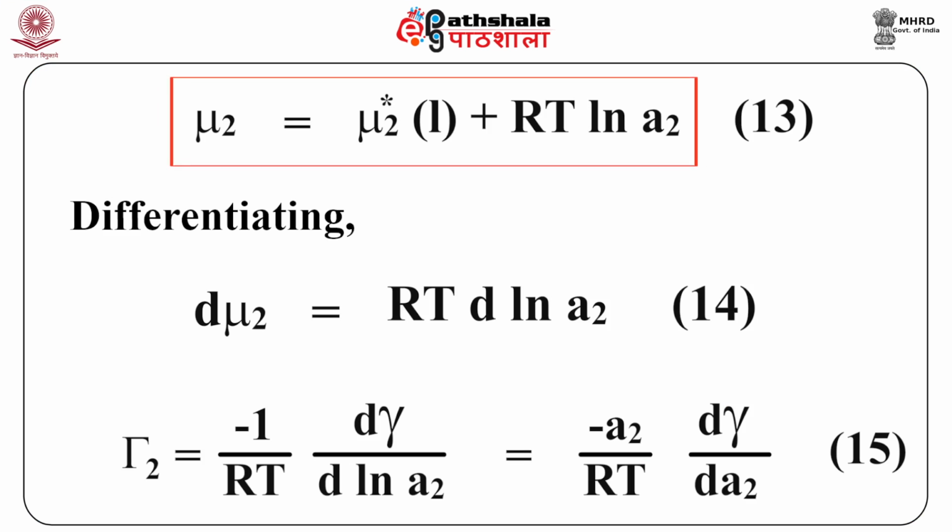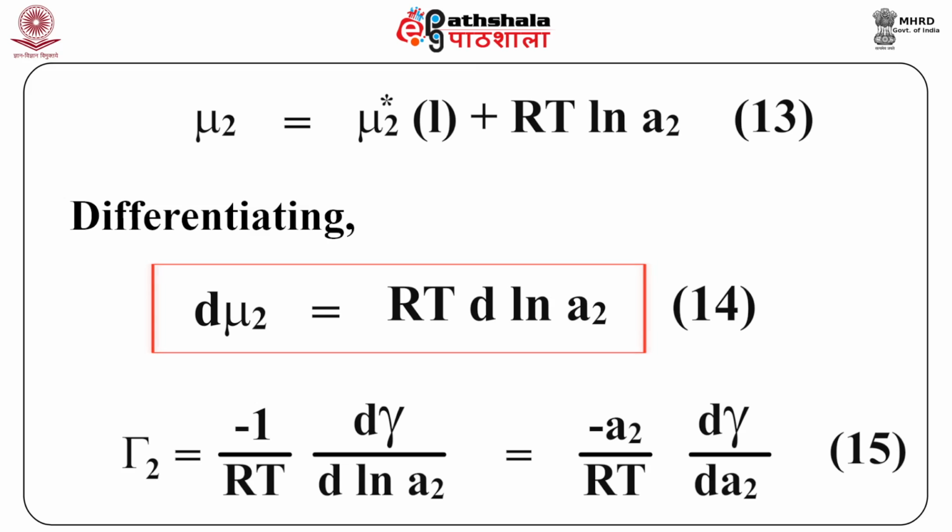Also, the chemical potential of the solute is given by the expression mu 2 equals mu 2 star in the liquid phase plus RT ln A2, as equation 13, where mu 2 star in the liquid state is the chemical potential of the pure solute in the liquid phase. Differentiating equation 13, we get d mu 2 equals RT d ln A2, as equation 14.